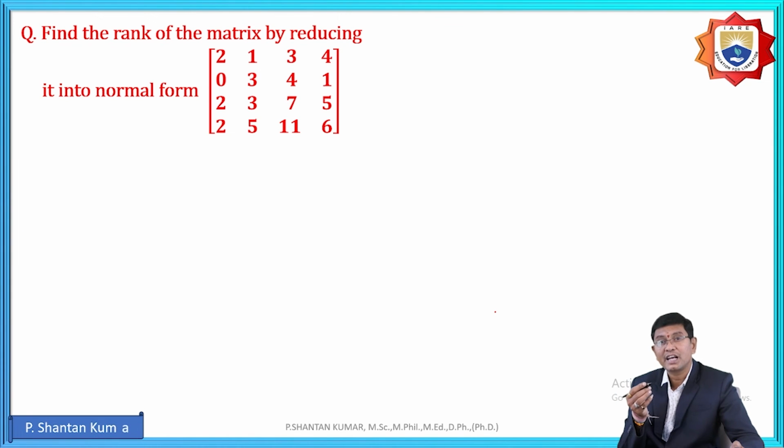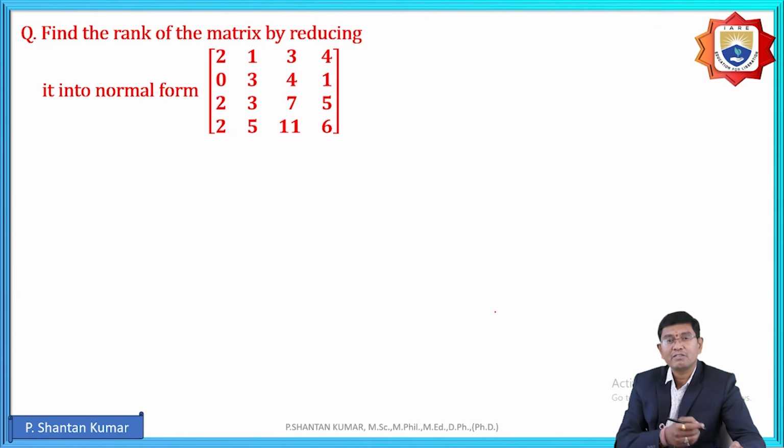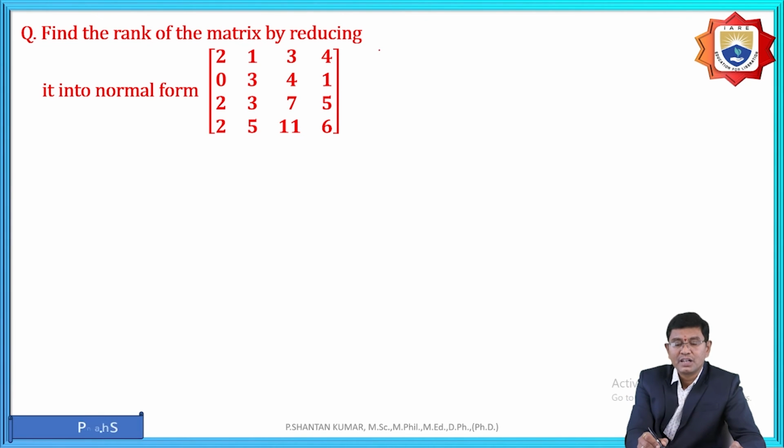The rank of a matrix is always unique. That means we do not get a different rank by applying different operations. For example, in this problem we require only zeros and ones as elements. The final matrix should be the unit matrix only.